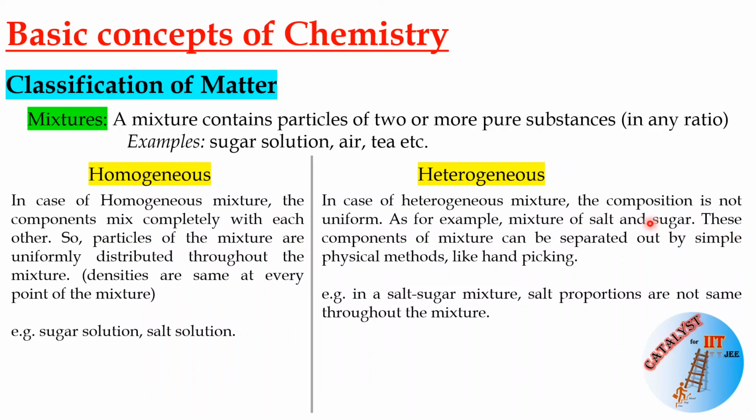And also in the case of a heterogeneous mixture, you can separate it out by hand picking. Like you mix salt and sugar, and then you can separate the salt and the sugar by your hand, correct? So these are called heterogeneous mixtures, and an example is the salt and sugar mixture. Salt proportions are not the same throughout the mixture, as I already mentioned.